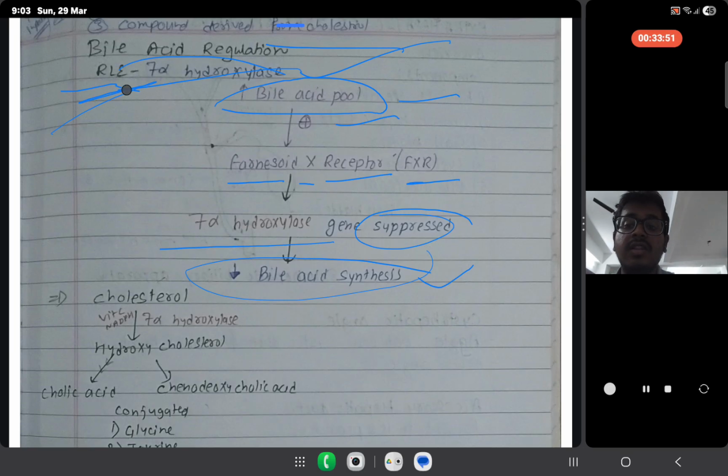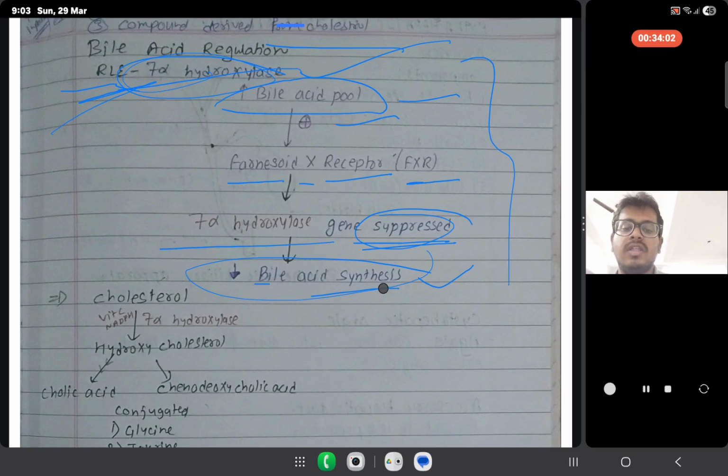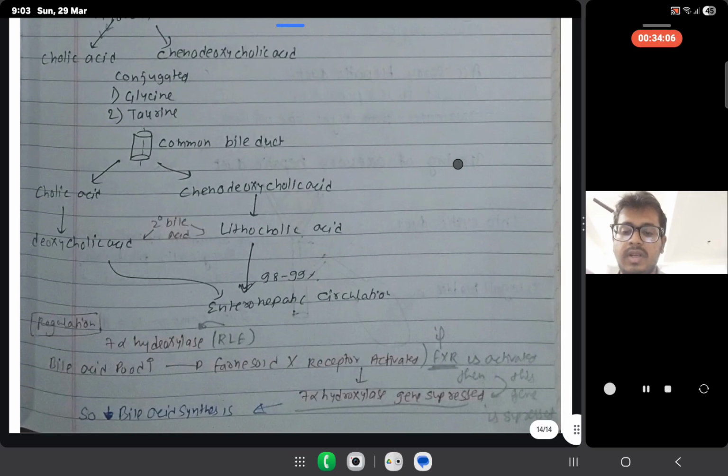If this is being reduced, if this is being suppressed, then there will be less bile synthesis. What I will say is that this will lead to the suppression of bile synthesis. If questions come on cholesterol, you will write this.